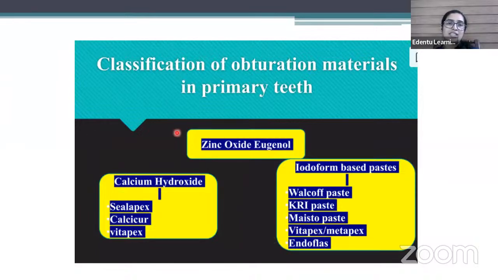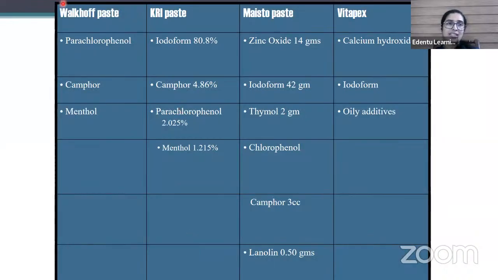These are the very common obturation materials in primary teeth, broadly classified as zinc oxide eugenol derivatives, calcium hydroxide, as well as iodoform-based paste. Just have an idea regarding a few examples which come under each of these categories. For your ease of understanding, I have put up a table so that you can know the components of each of these.